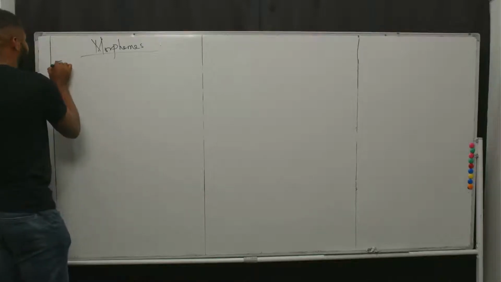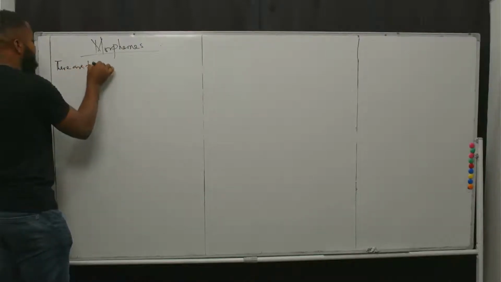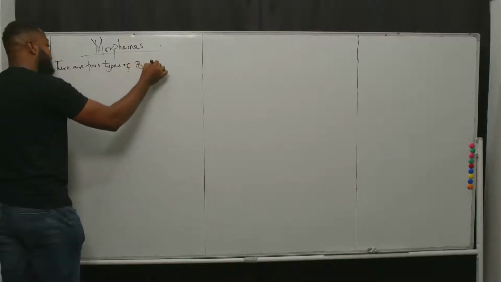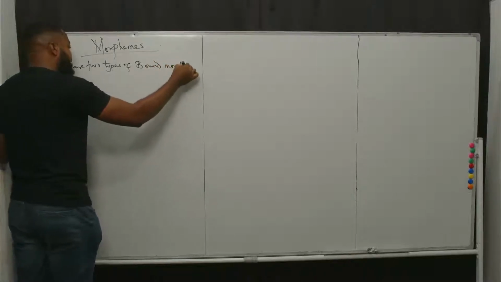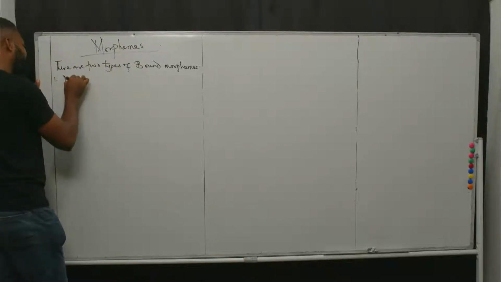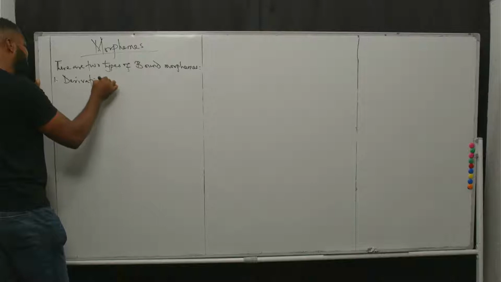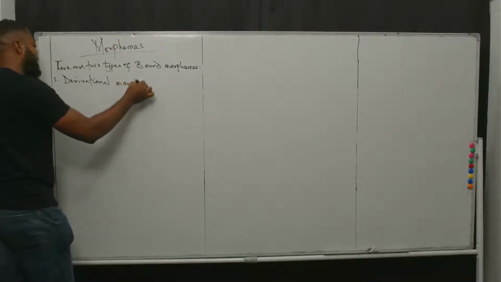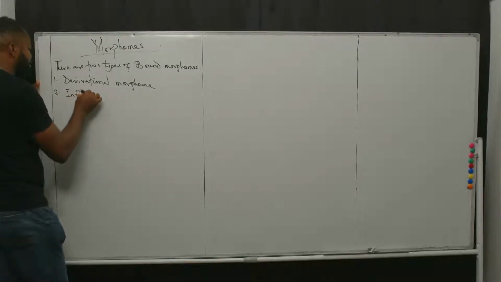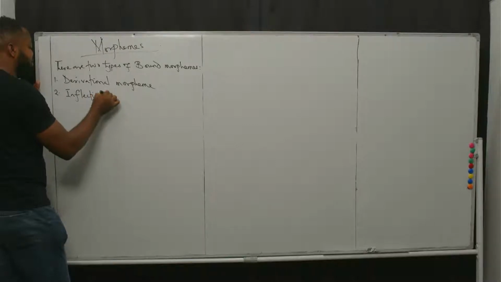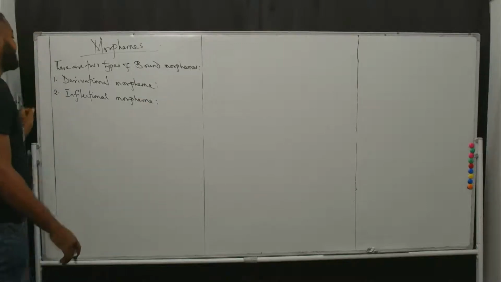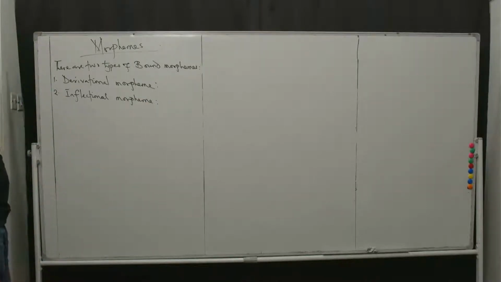So here, there are two types of bound morphemes. Okay, so the first one is the derivational morpheme, and the second one is called inflectional morpheme. So derivational morpheme and inflectional morpheme.